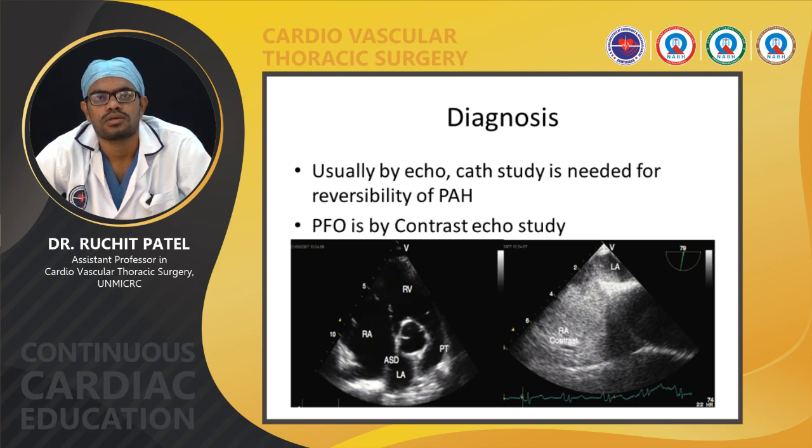Diagnosis: usually echo is sufficient for diagnosis in case of ASD. Cath study is usually needed when there is a higher pulmonary vascular resistance, to look for the reversibility of pulmonary arterial hypertension. PFO is diagnosed by contrast echo, in which agitated saline is injected into the upper extremity vein and we look for the contrast in the right atrium, contrast flow from left atrium to right atrium. In cases of PFO, there will be right to left shunt.